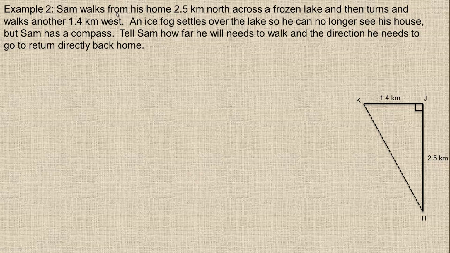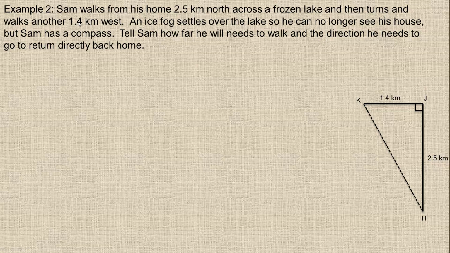Example number 2. Sam walks from his home 2.5 kilometers north. So the H represents home here. So he's going 2.5 kilometers north. We normally, on paper, represent north as up the page. So he's walking across this frozen lake. And then he turns when he gets to point J here.